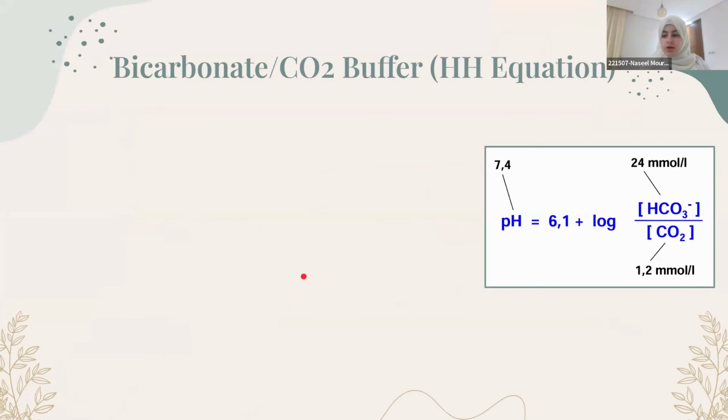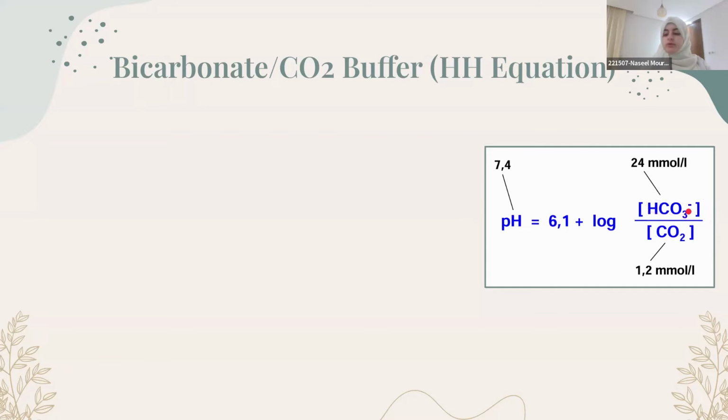Now let's talk about the bicarbonate and carbon dioxide buffer. We want to talk about it in terms of the Henderson-Hasselbalch equation, as you can see here. The pH is about 7.4, which is the normal pH in our blood. Now the pK we said of the system is 6.1, plus the log of base over acid. The base in this case is the bicarbonate, and the acid is the carbon dioxide.